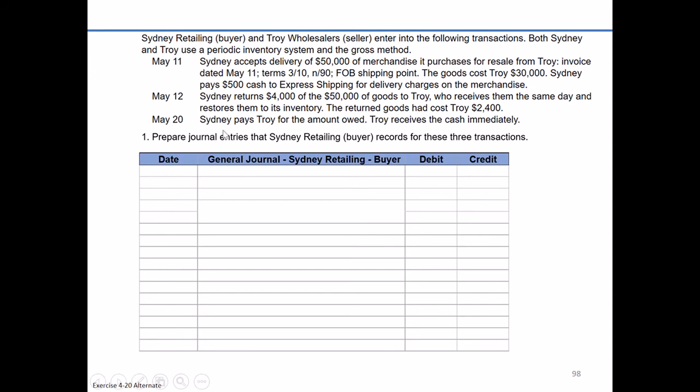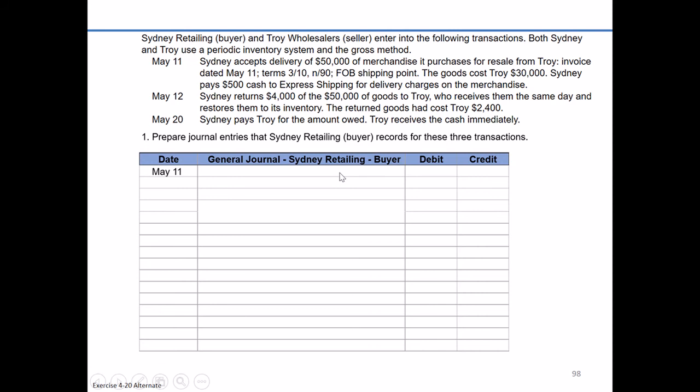We're still going to start out with the buyer's journal entries from Sydney Retailing, and on May the 11th, we're going to jump into recording the purchase of $50,000 worth of goods from Troy. Same terms of 3/10, net 90 and FOB shipping point. Those details have not changed.